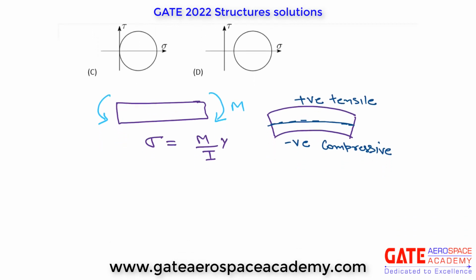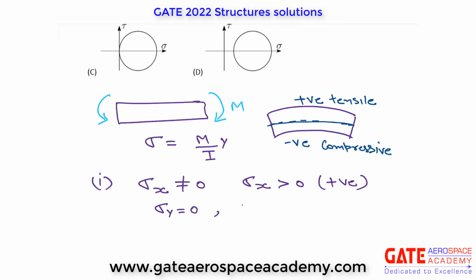So for that, case 1, above the neutral axis, sigma x is non-zero, it will be positive, correct? Sigma x will be greater than 0, positive tensile stress for the fiber which is above the neutral axis for this bending moment. What about sigma y? 0, and tau xy 0.